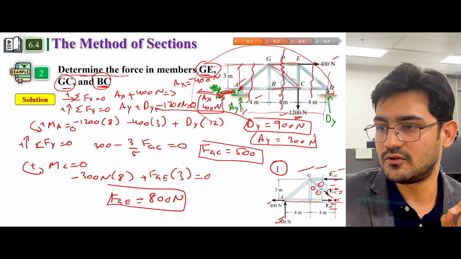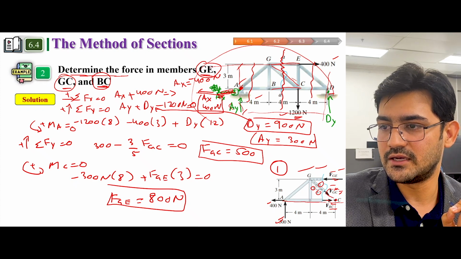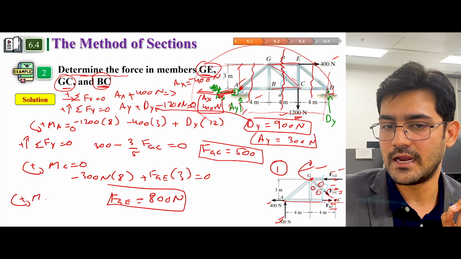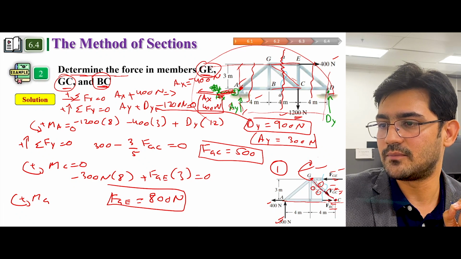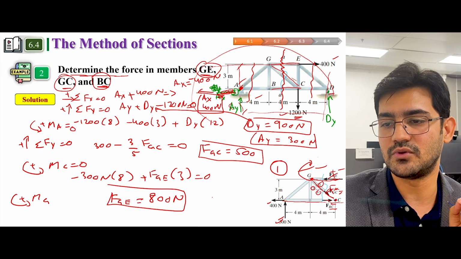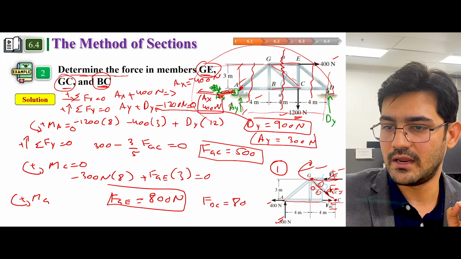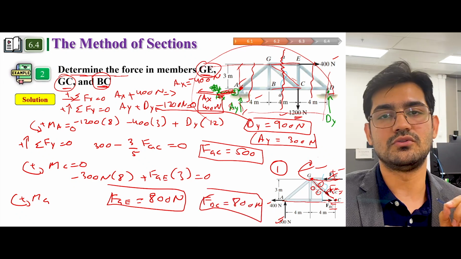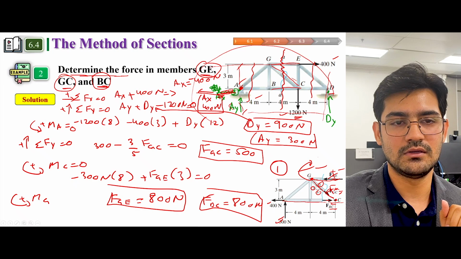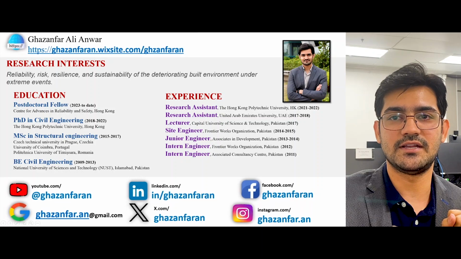Similarly, if you want to find force FBC, what you can do is apply summation of moment at point G. If you apply summation of moment at point G, these two forces will be 0, and then you can find FBC. If you do this, you will get FBC equal to 800 Newton as well. So that's how you can find the forces by using the method of section. So this is chapter 6, and see you in the next chapter.